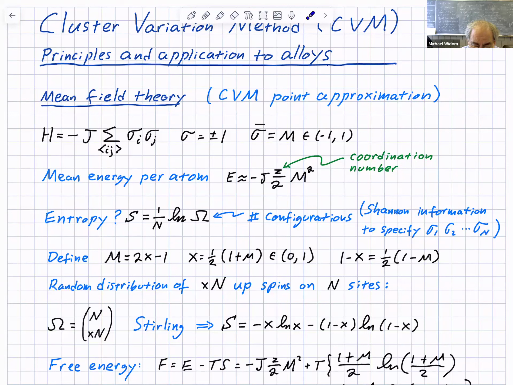Okay, so how are we going to write down an expression for this entropy? It's not obvious immediately how to do it. In particular, we want to express the entropy in terms of the mean field m. So how do we do that? Well, let's write the mean field m in this form, where I've introduced a new variable x, which is 1/2 of (1 plus m). The nice thing about this new variable x is that it ranges between 0 and 1. And there's a nice symmetry between the value of x and the value of 1 minus x.